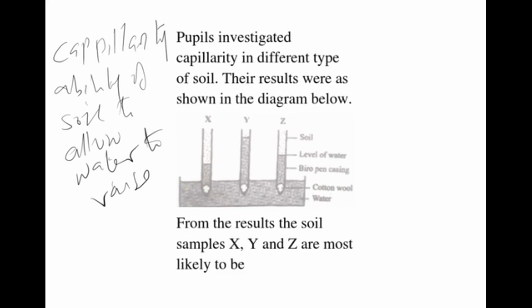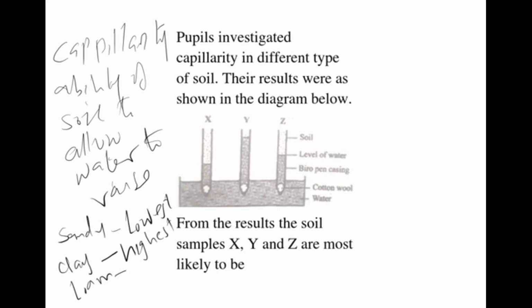Different types of soil have different capillarity. Therefore, we have three different types of soils that include sandy soil, clay soil, and loam. All these soils have different capillarity. We have sandy soil as the lowest, clay soil as the highest, then we have loam soil as medium.